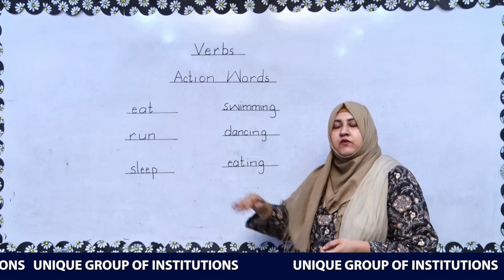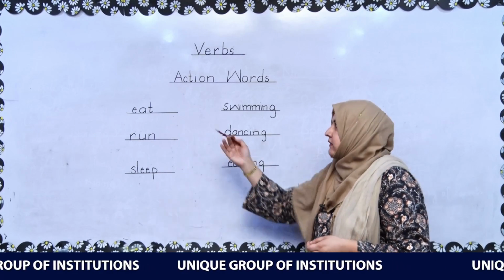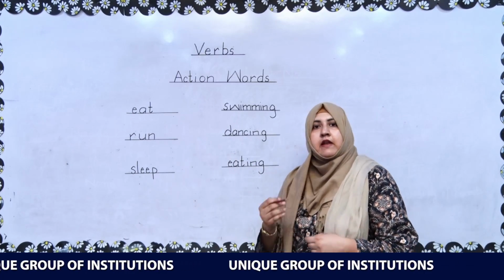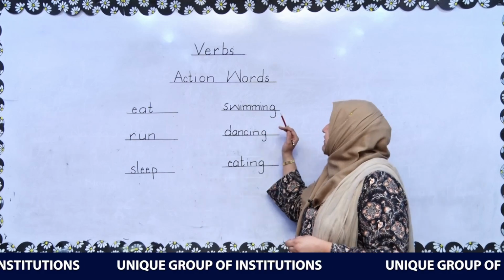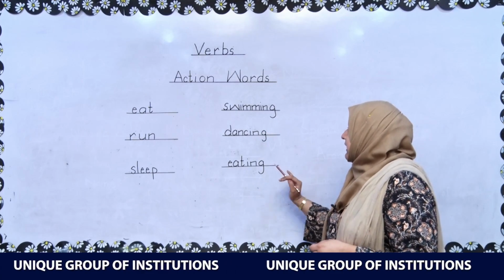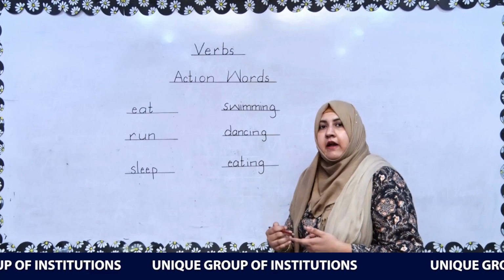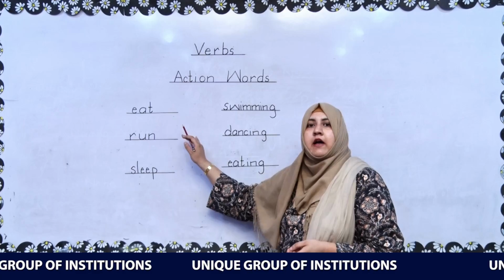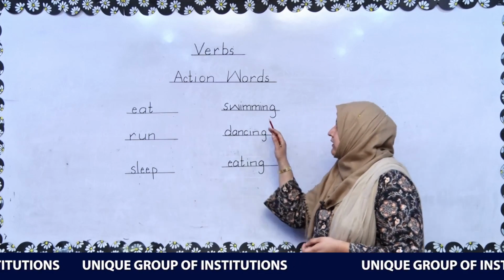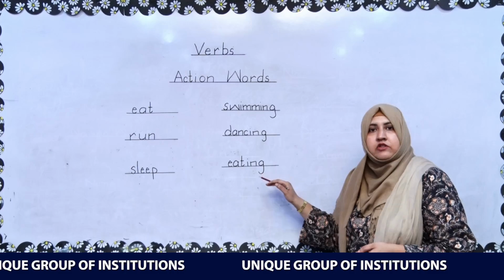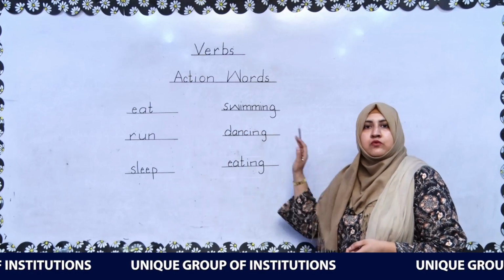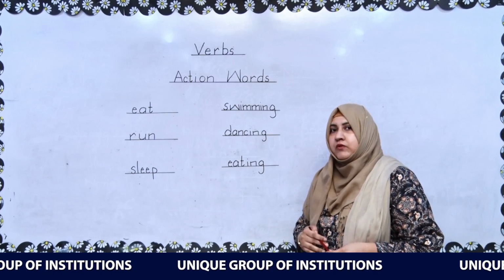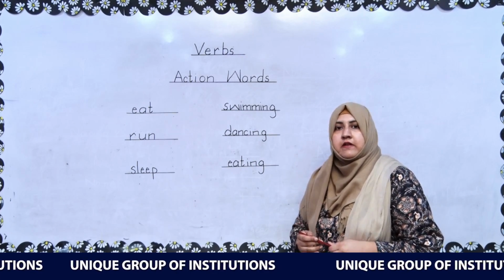Like eat. If you are eating anything, you eat. Eat is a verb because it's an action. Run, an action, a verb. Sleep, swimming, dancing, eating. You need to remember that words referring to any action without ing are verbs, but words referring to any action with ing are also verbs. So both these types of words are verbs. Now we will move to our book and solve different exercises.